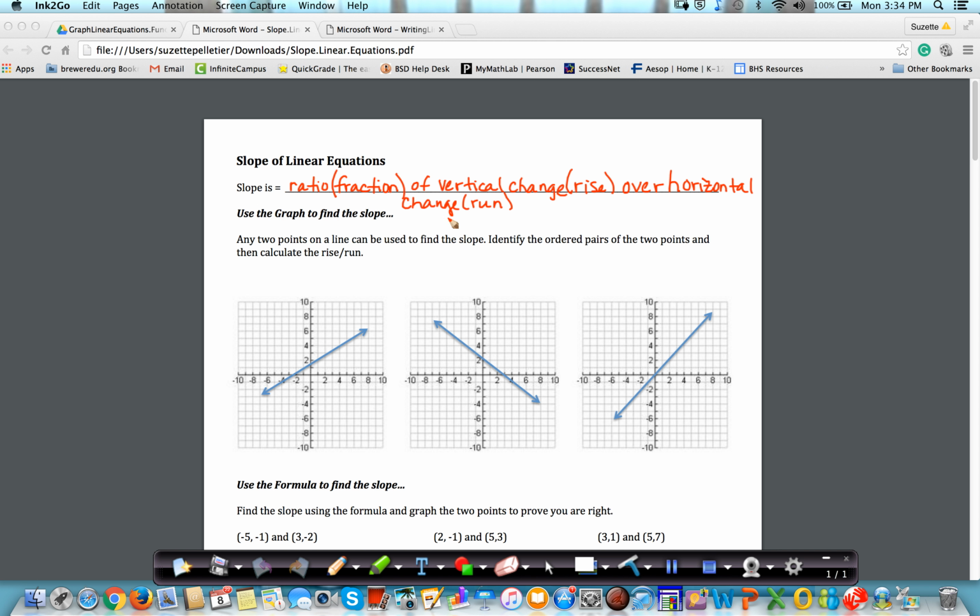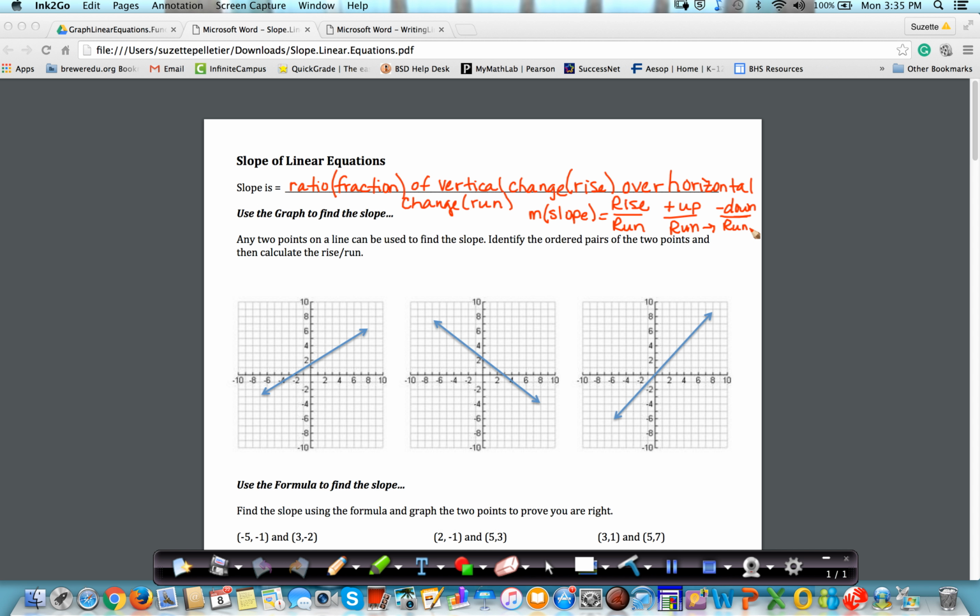Okay, so slope is, we use the letter M for slope, rise over run. Where if the fraction is positive, it tells us that we're going up over the run, and if it's negative, then we're going to go down, and then we are going to run in that direction.